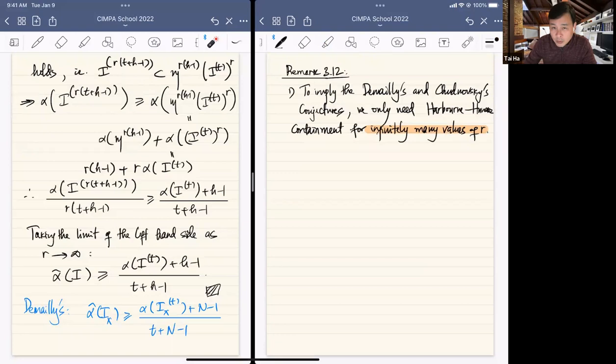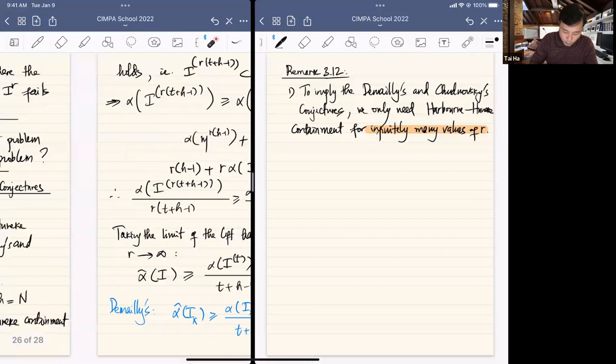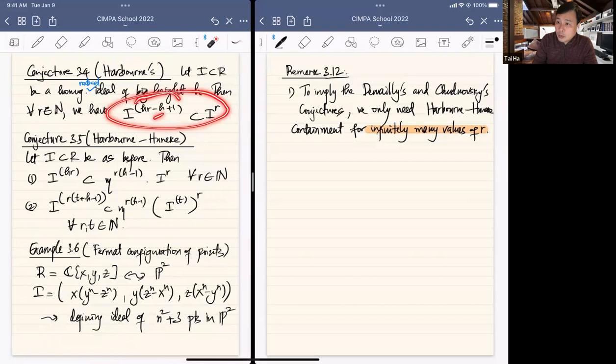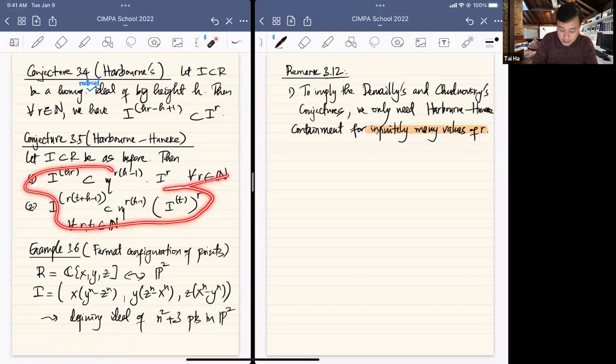And one way to ensure that you have this containment for infinitely many values of R is to say the containment should be true for all R big enough, right? Remember that we have a counterexample to this containment. So one naturally might think that there might be counterexamples to this containment as well. But a counterexample for this containment happens for a very small value of R. In fact, R is 2. There's no known example when R is bigger than 2. So the hope is that even if there could be counterexamples for this containment, which we don't know of, if we take R big enough, we can actually avoid a counterexample, right?